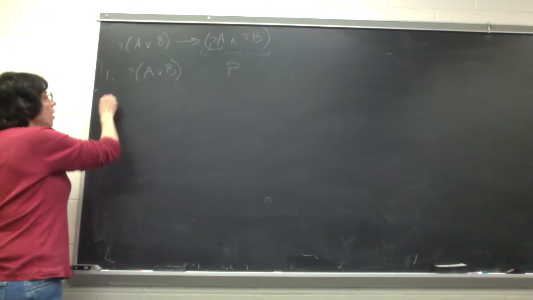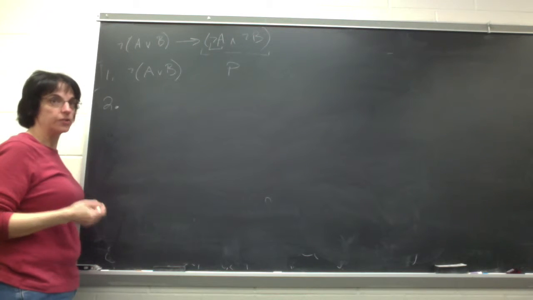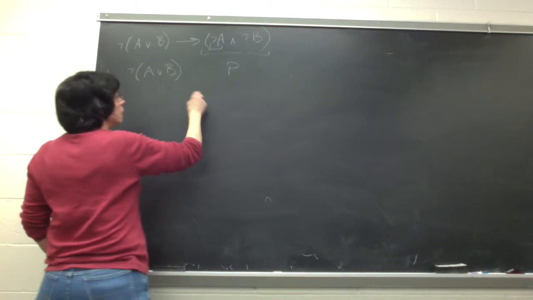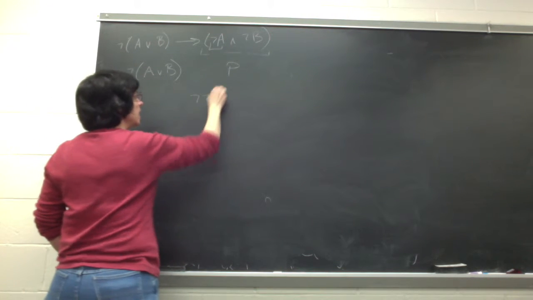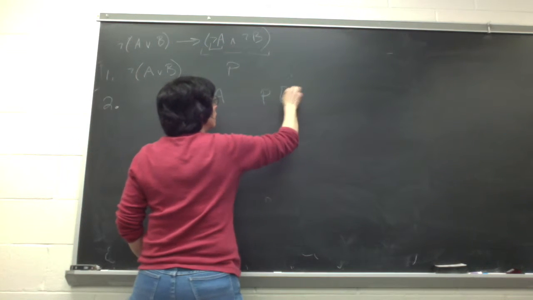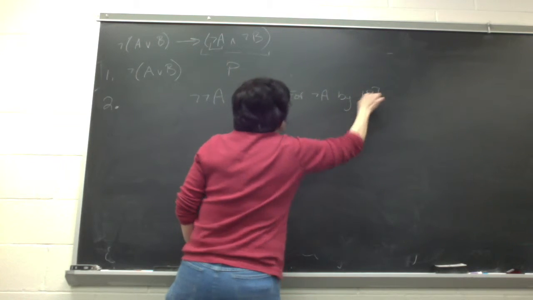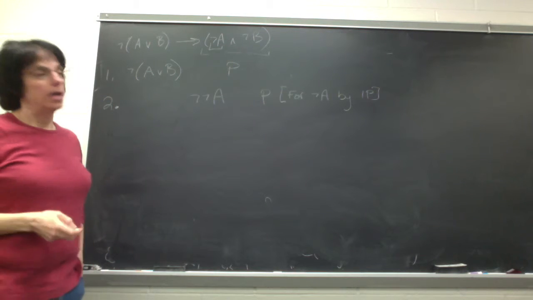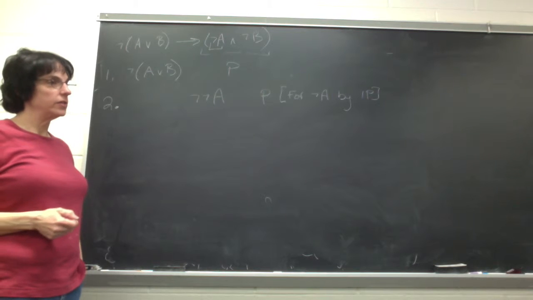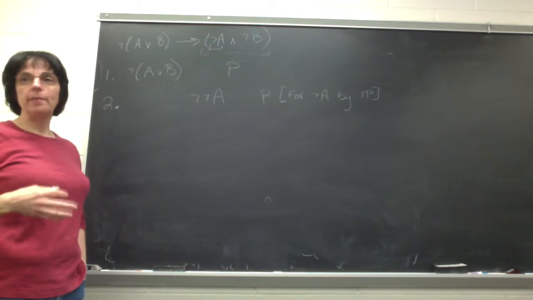If I want to do a subproof that proves not A, and I'm doing it by contradiction, what do I have to assume is my premise? Not A, right? So I'm going to indent, and I'm going to say not A is my premise, and I'll make a little note that says this is for not A by IP. The stuff in the braces is just a heads up that I'm about to try and get to not A by IP.